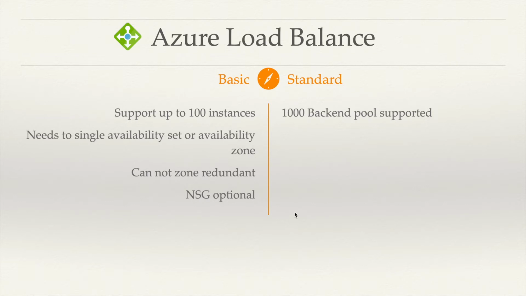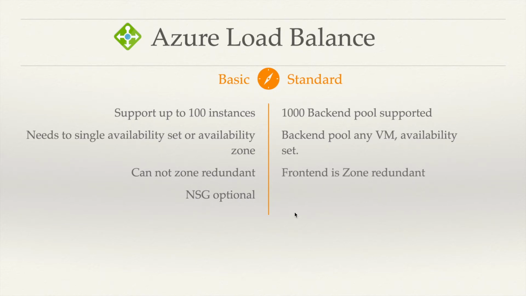If I compare the basic versus the standard, the standard supports up to 1,000 machines. And maybe by the time you are looking at these videos, the configuration or the supported services might change, so I would recommend you to go and check the Azure portal or Azure services on the load balancing section. And next is the Azure backend pool: any VMs and any availability zone. Compared to the basic one, front end geo redundancy is supported, and as I mentioned, NSG is also required, which is mandatory.